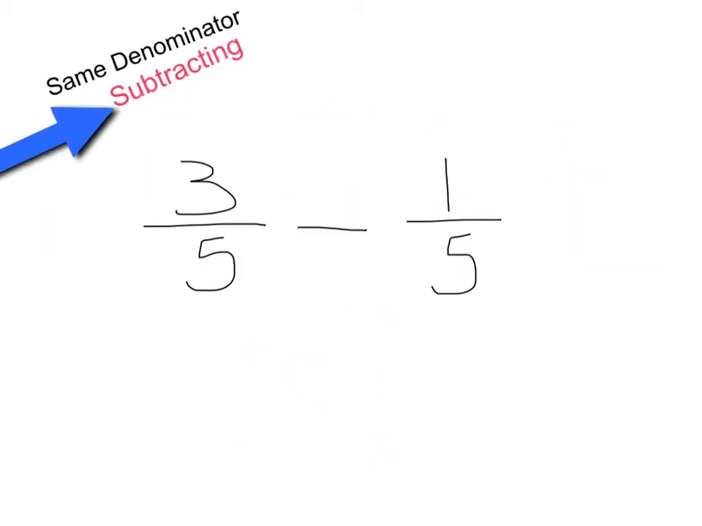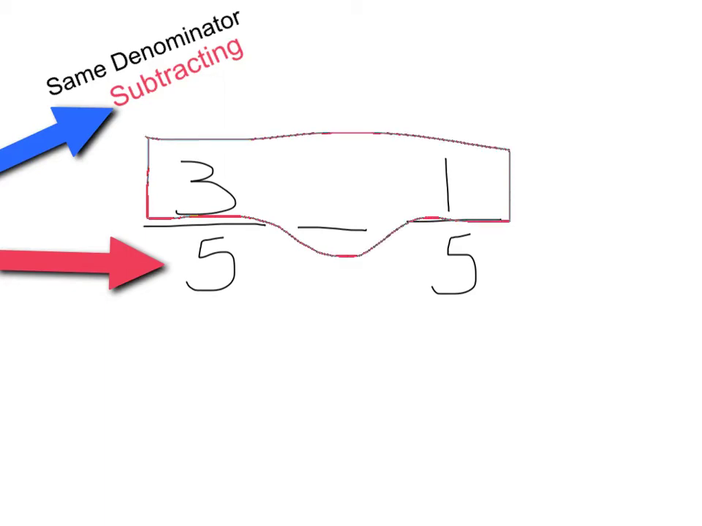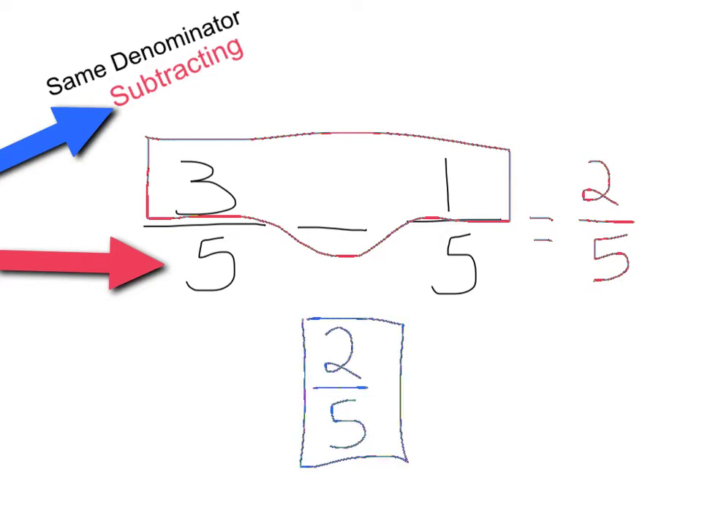Here we have the same idea, except we are subtracting, but we have the same denominator again, both 5s. Now we're subtracting. What you're going to do is 3 minus 1, keep the denominator, so 3 minus 1 is 2, keep the denominator 5, and then look to simplify, but this one is already simplified. So you're all done with that one.